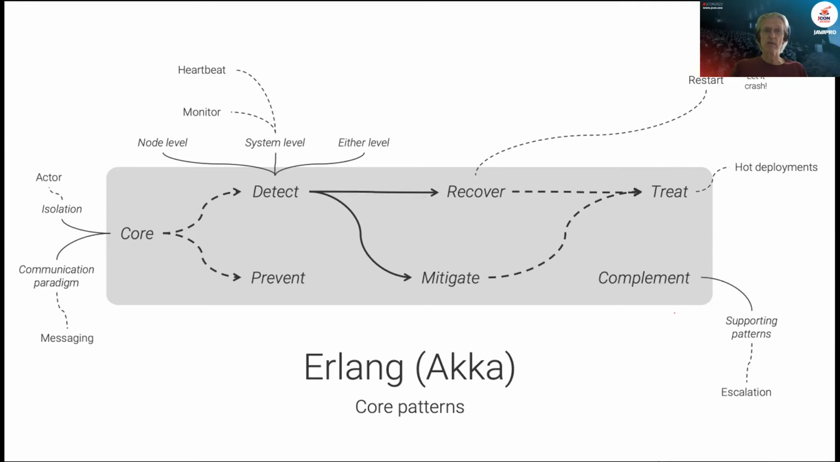And with that, they were able to implement telephone switches, communication switches, with an availability of 9 nines, so 99.9999999%, which means that over 20 years, they accumulated about, I think, half a second of downtime roughly, which is impressive, just with these few patterns.